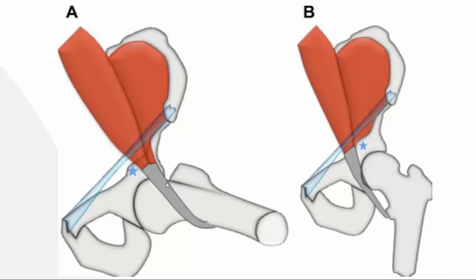There are no MRI imaging specific findings, but you can see the snap of the tendon, the jerk of the tendon on ultrasound with dynamic ultrasound. And you can also inject it under ultrasound as well, because that can help with the diagnosis.